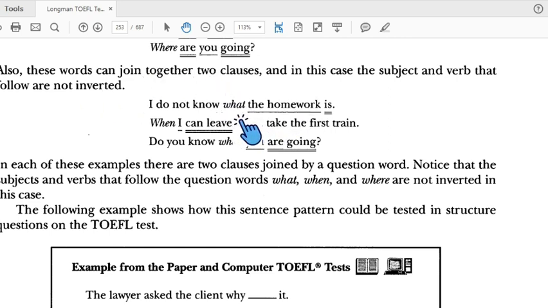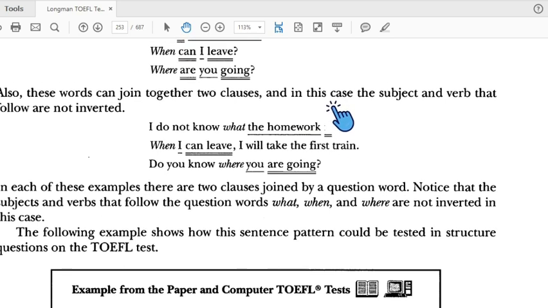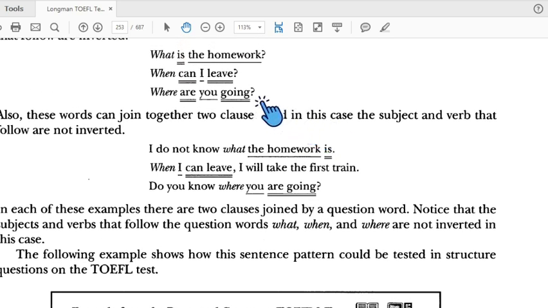It functions as a connector, like this. I don't know what the homework is. If this is a statement, not a question, we put the subject first and directly the verb. But if it is a question, you have to make it different. What is the question, and where is the statement? Where are you going? Verb be first and then the subject. Modal first, then subject.